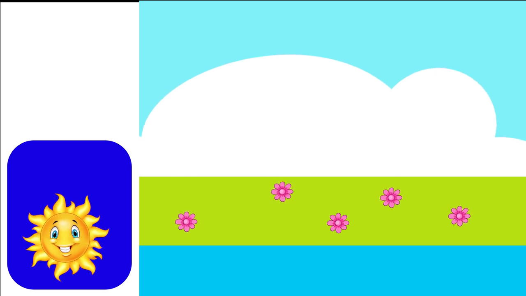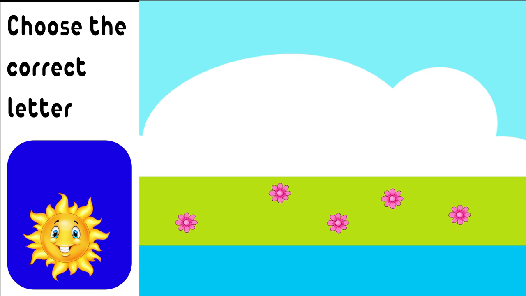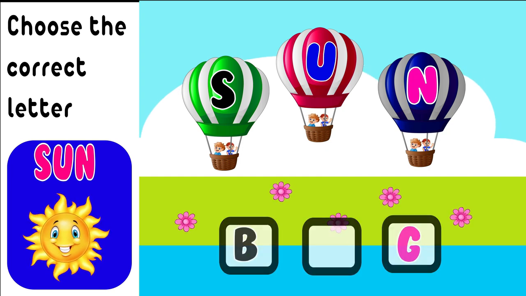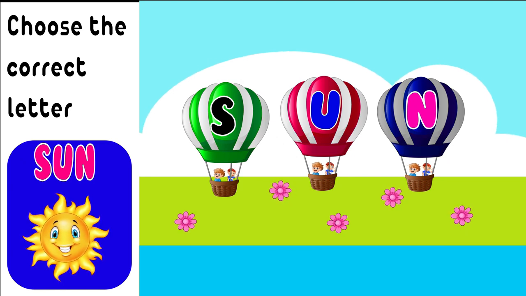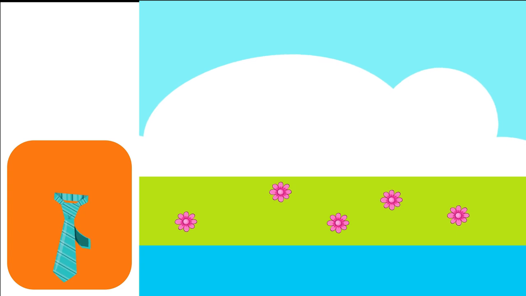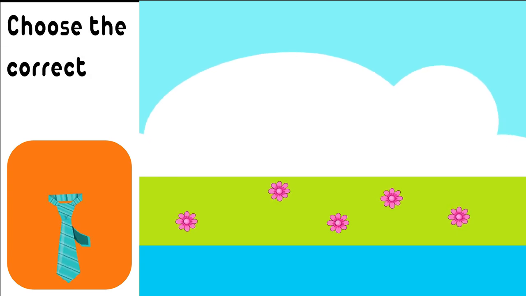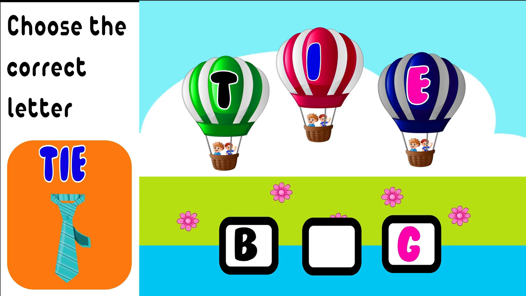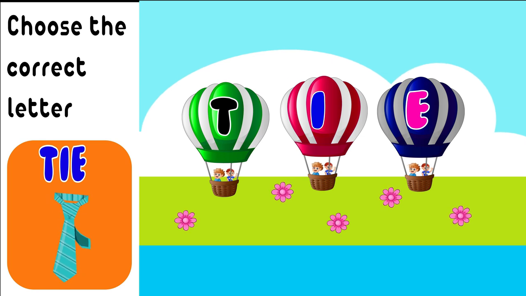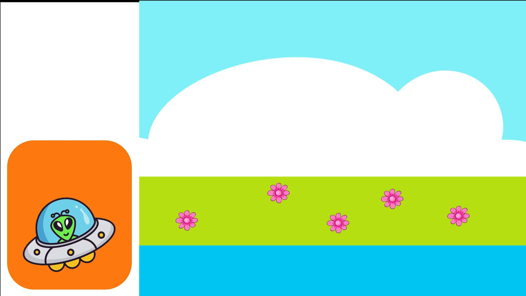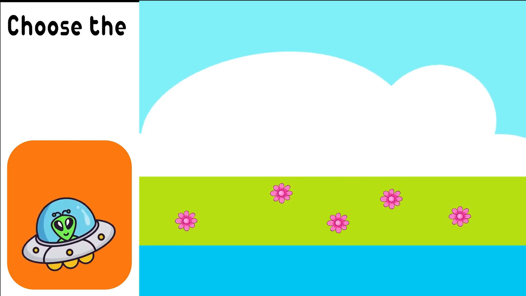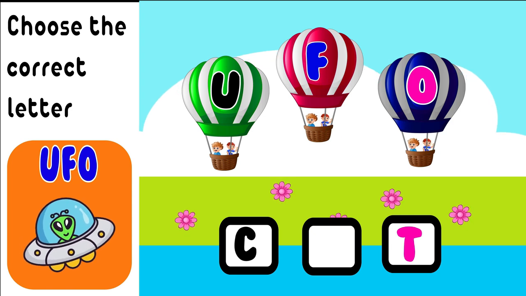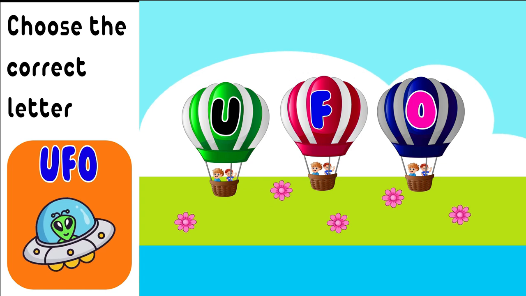Sun. Choose the correct letter. S. Sun. Tie. Choose the correct letter. T. Tie. UFO. Choose the correct letter. U, UFO.